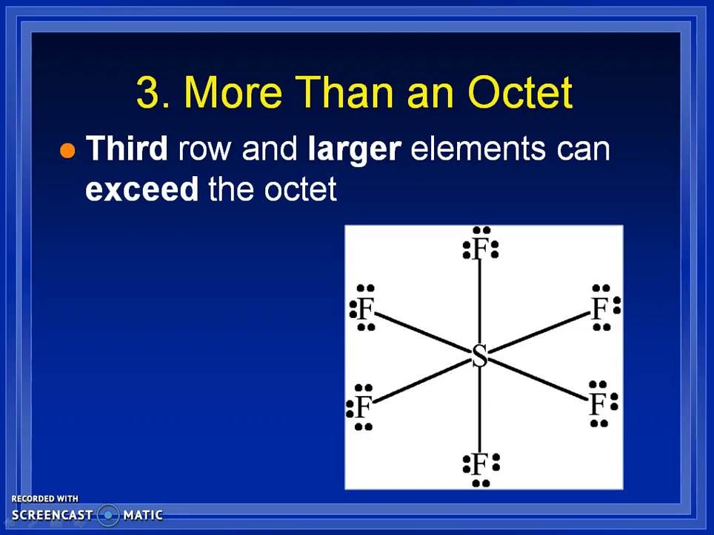How about our third exception of more than an octet? Elements in the third row, the third period, are usually larger elements, and they tend to exceed the octet rule, and that's because of their polarizability. That's a word we're going to discuss in the future, and AP Chemistry readers really like this word, polarizability. It just means that the bigger the atom, the bigger the molecule, the more complex it is, the more polarizable it could be. The more electrons can be around there and become more polarizable.